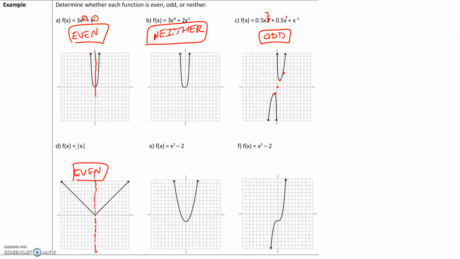Now the absolute value of x is not a polynomial function, so if you want to test it algebraically, you can figure out what is f of negative x. In other words, we're taking the x and replacing it with the negative x, so that'll give you the absolute value of negative x. But the absolute value of negative x is equal to just x. So f of negative x equals the absolute value of x. So f of negative x equals f of x, so that makes this an even function also.